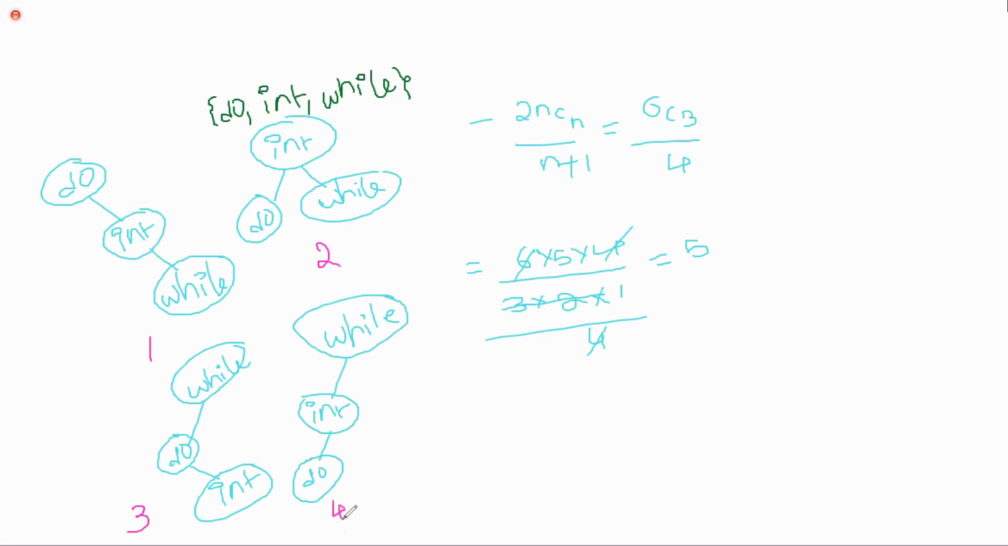5 trees are possible, so one more tree we have to construct. What is that? If I consider do as my root node and while as its child, which will come on the right hand side because while is greater than do, and next will come int. Int will be on the left hand side of while because it is greater than do but less than while. So this is another possible tree.